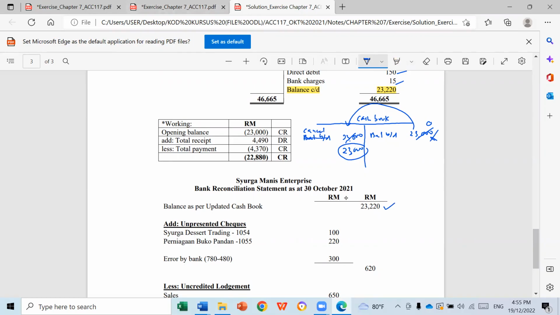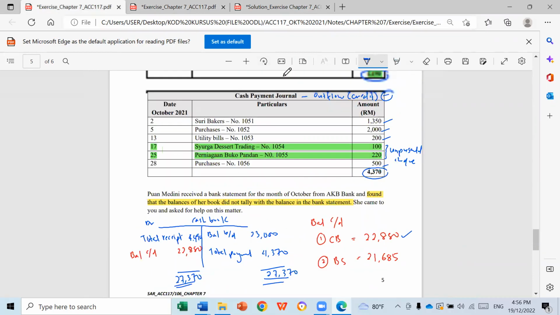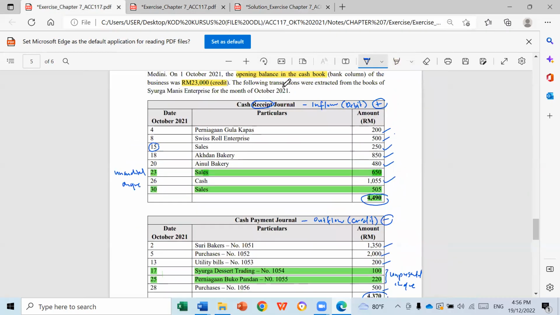All right, next, okay, so we have to adjust for all these items. Next is to adjust the items recorded in the cash book but not recorded in the bank statement. So we start with the debit side of the cash book, that is the uncredited check.